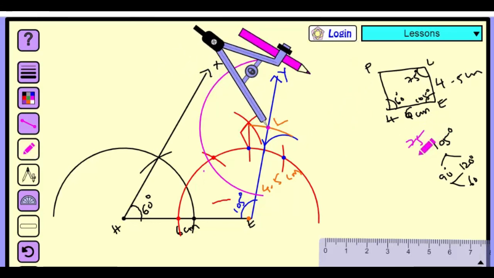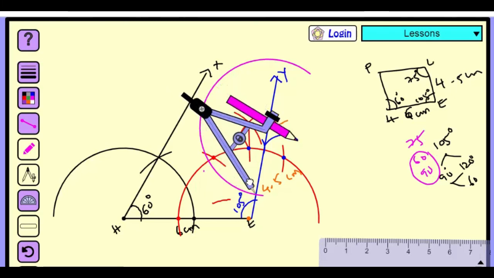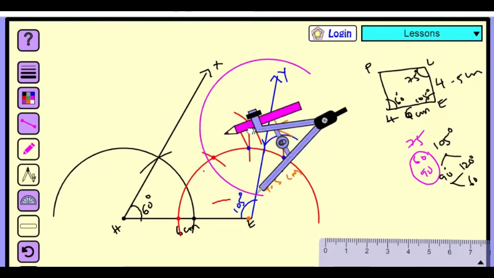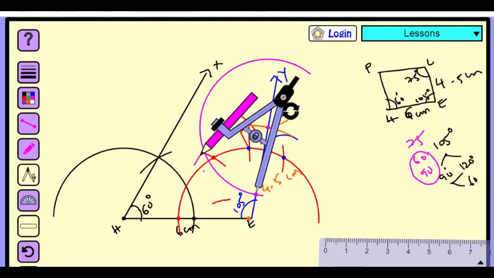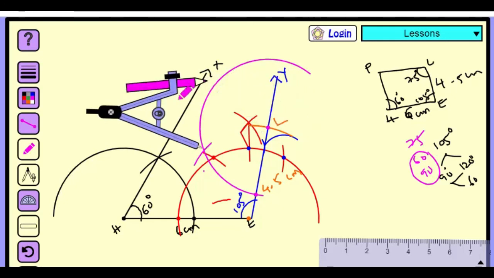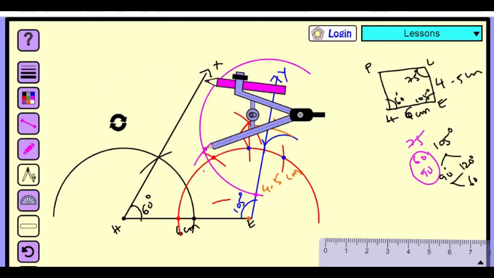How will we get 75? First you need to draw 60 and 90, then bisect them to get 75. So now with this center, draw an arc there. This point indicates 60 degrees. Now with 60 as center, draw another arc which cuts the previous arc at the 120 degrees point.